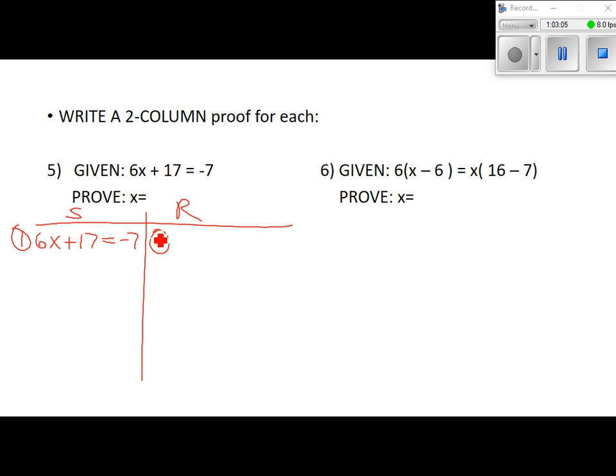How do we know that that was true? Given. Next thing. Subtract 17 equals. So 6x equals what? -24.